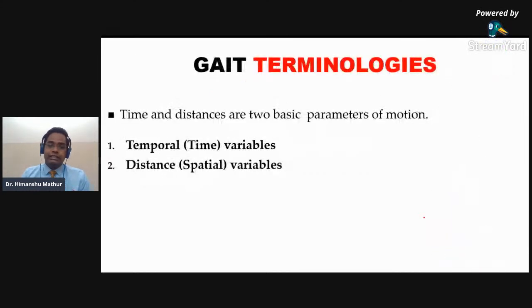Now we can directly come to the terminologies of the gait without losing any more time. We have temporal variables and spatial variables. Temporal variables are always related to time. All those variables which can be quantified on the basis of time are included in the temporal variables, and the spatial variables are usually considered on the basis of distance.